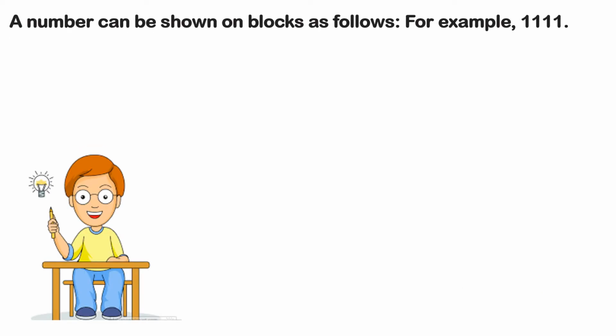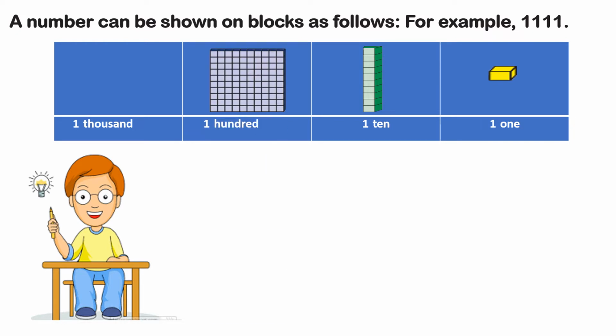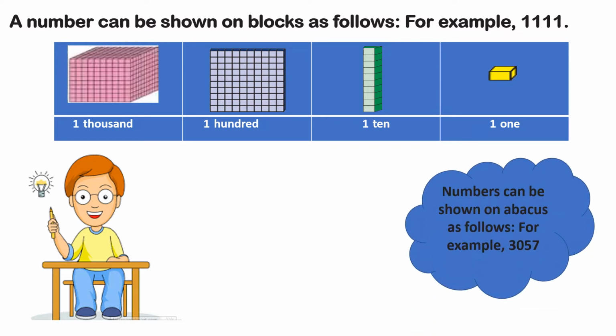A number can be shown on blocks as follows. Let's take a number 1111. Let's see how we are going to represent this number using blocks. So here we have one block in ones place, a series of 10 blocks in tens place, 100 and 1000. So the number is 1111.